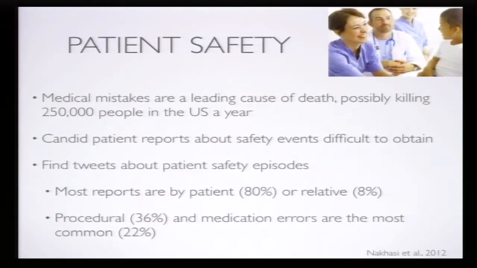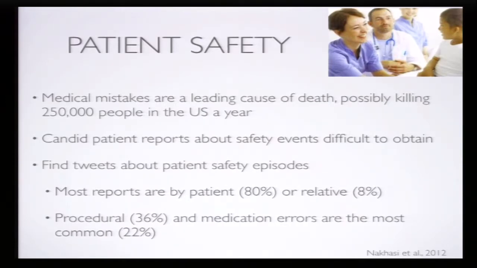Something else we looked at was patient safety. This is very different. We tried to find tweets where people reported patient safety issues, medical errors. So these are things like they got the wrong procedure, or there was a mistake in surgery, or they were prescribed the wrong medication. And so we coded this manually for a bunch of stuff like who's reporting, what was the reaction to the mistake, what kind of mistake it is. And so we found things like most reports are by the patients themselves. The next largest group is by relatives. There are doctors and nurses who report mistakes as well. Very interesting. Procedural was the most common mistake. There's also medication errors, which were the next most common mistake.